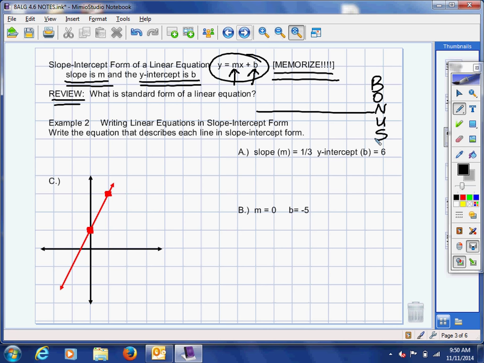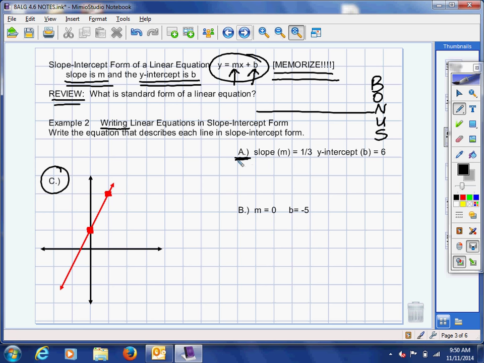All right, so let's talk about example 2. We're going to write linear equations in slope-intercept form. I'm a little backwards. I needed room for the graph, so I put C to the left. I'm actually not going to do this one first. We'll save this one until a little bit later. Let's start right here with A.